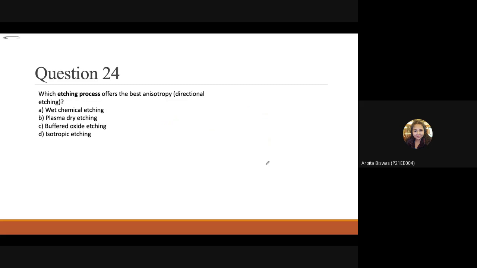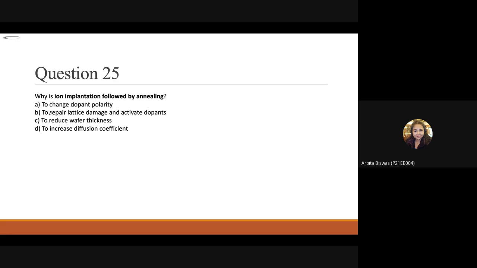So next: which etching process offers the best anisotropy? Anisotropy means directional. Isotropic etching goes in both directions, but anisotropy means in a particular direction. So wet chemical, plasma dry, or buffered oxide etching are isotropic etching. Ma'am, option B. Yes, option B. Dry etching is anisotropic.